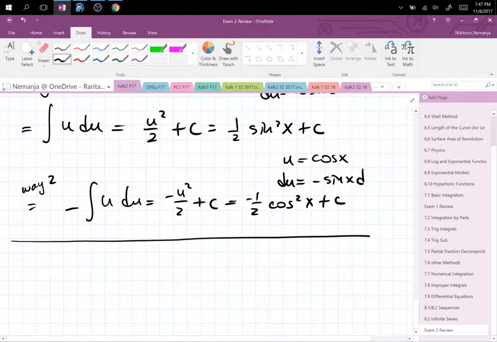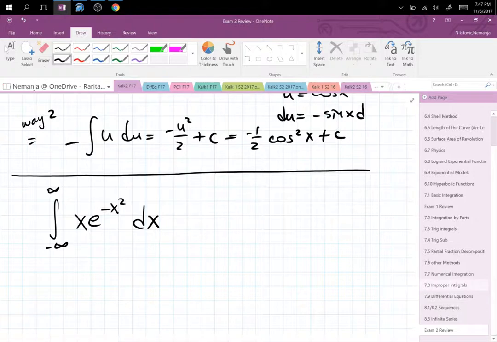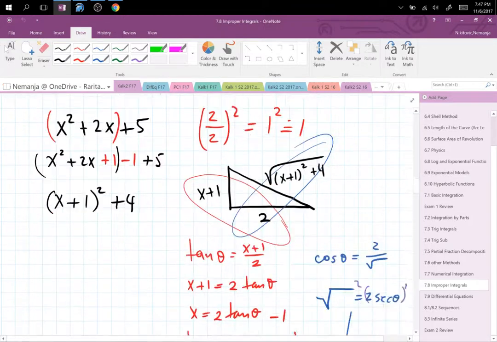Okay, the integral from negative infinity to infinity of x e to the negative x squared dx, like this. I thought we did this one actually. No, we did this one. I know I did something.